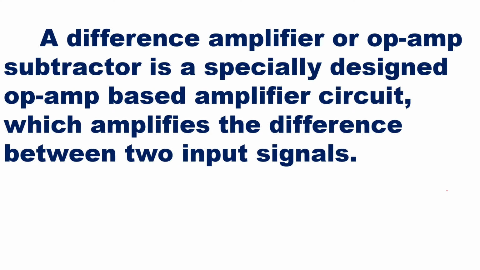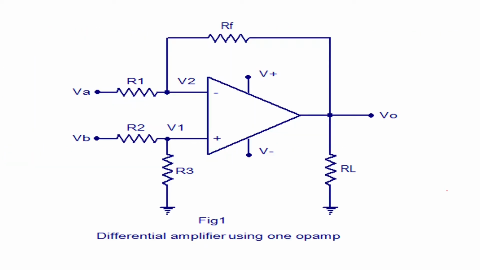two input signals. Now, if you see the circuit, here you are having your op-amp, and the op-amp will have two inputs. The first input is called VA, which is given to the inverting terminal. And the second input is called VB, which is given to the non-inverting terminal. Now in the inverting terminal, you are having a feedback resistance here, which is RF. RF will be called the feedback resistance.